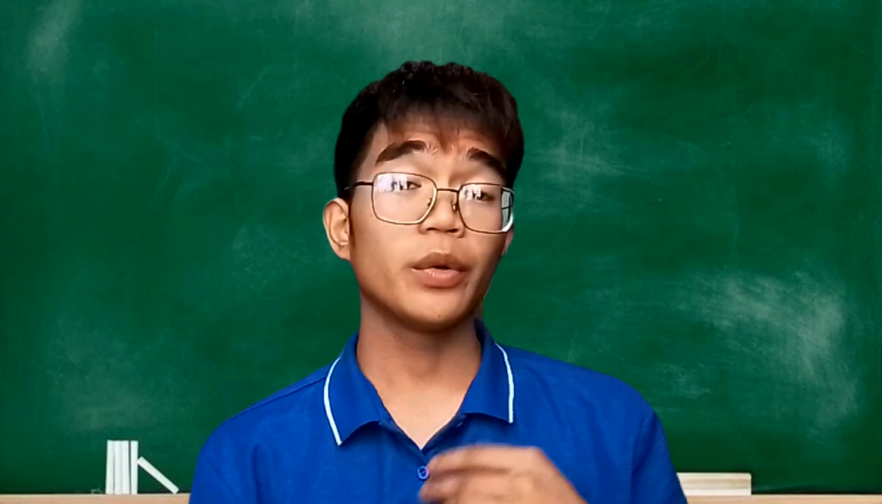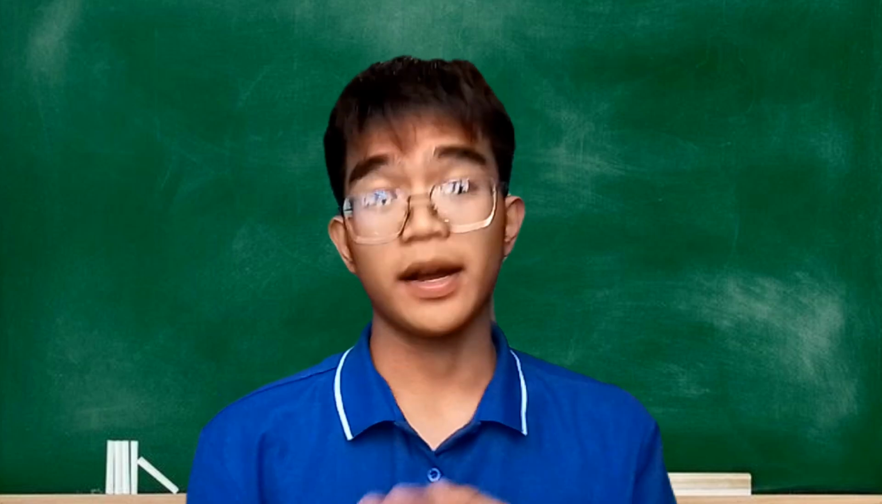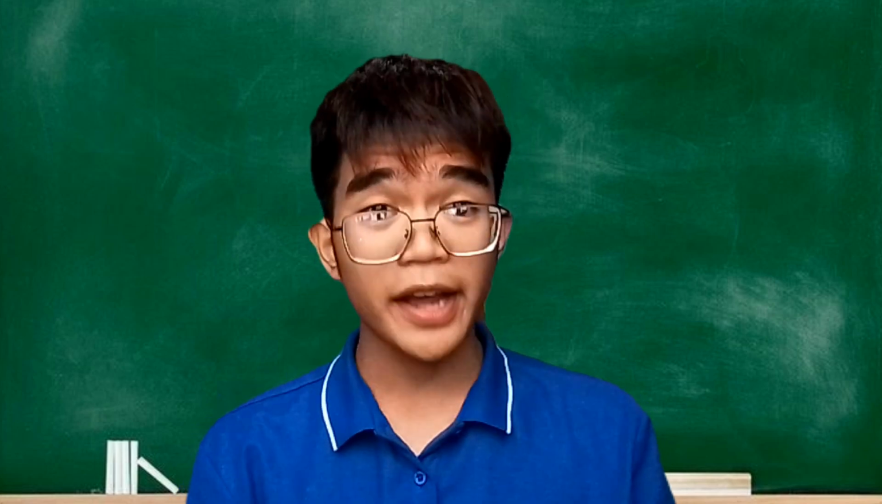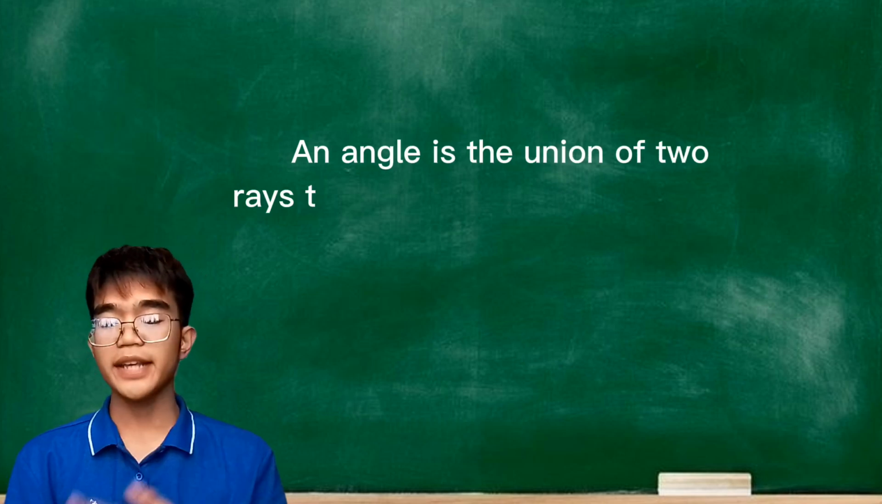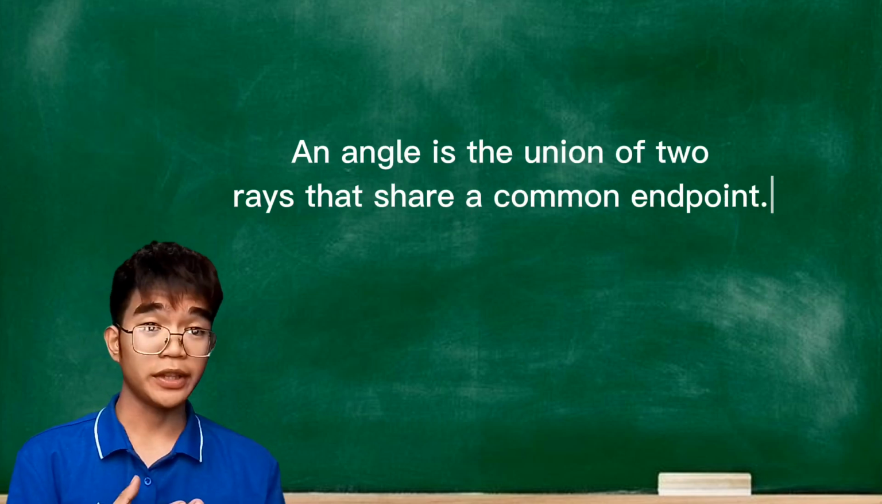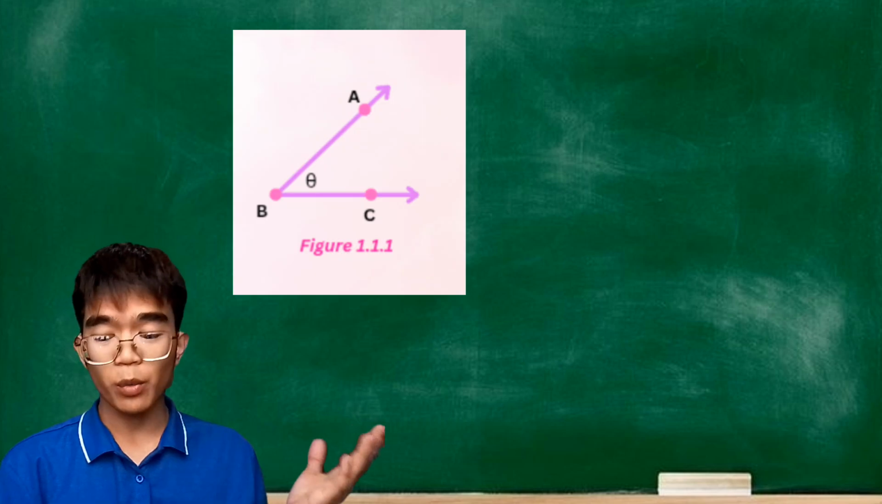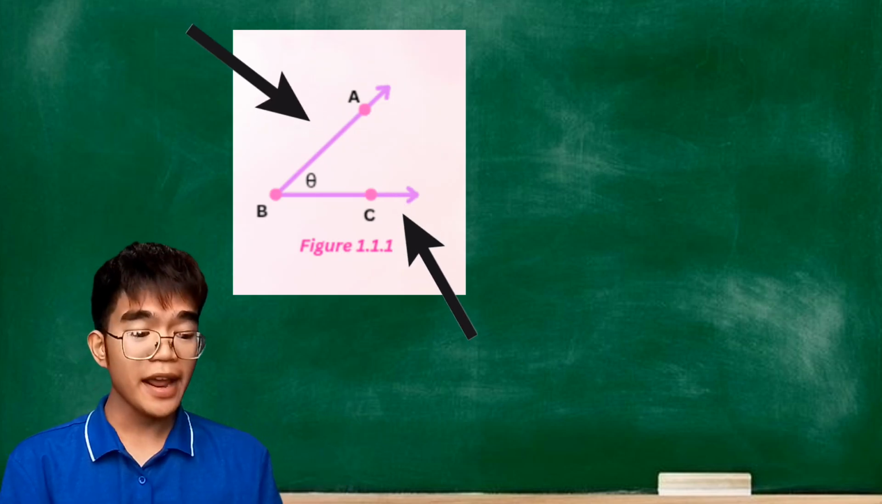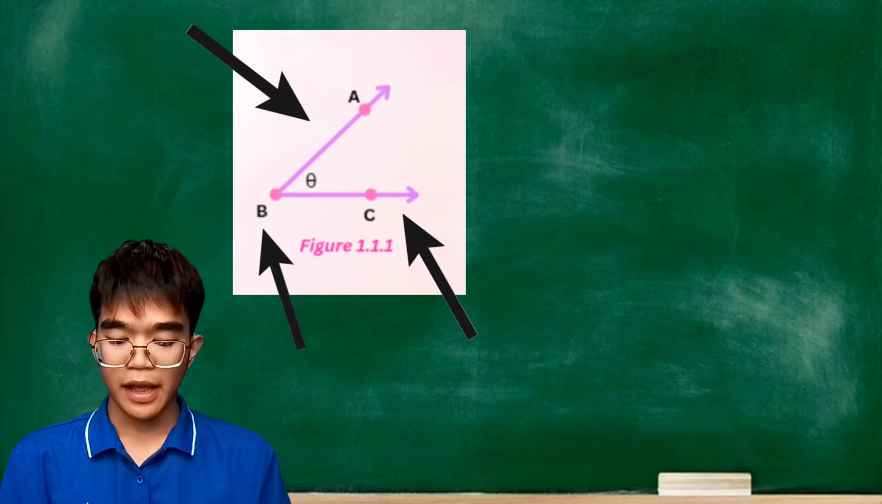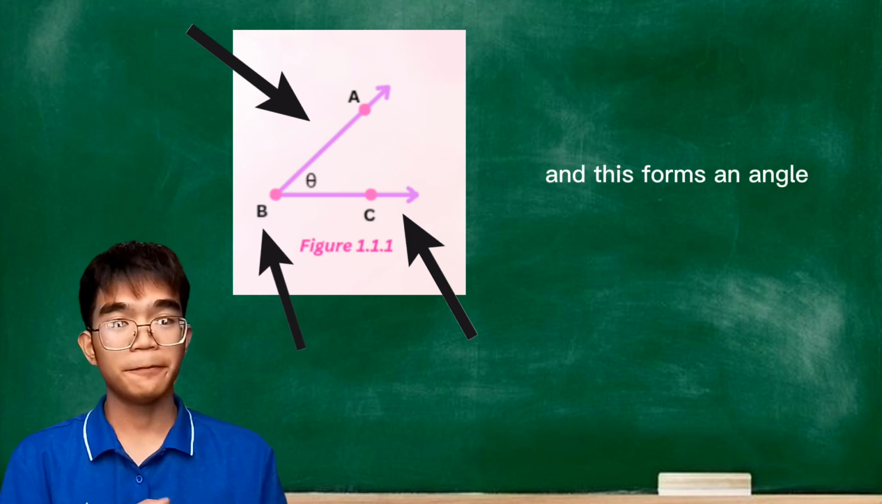In today's topic, we're going to discuss an introduction to angles. But first, let us define angle. Now, an angle is the union of two rays that share a common endpoint. And in figure 111, ray BA and ray BC share a common endpoint, B, and this forms an angle.